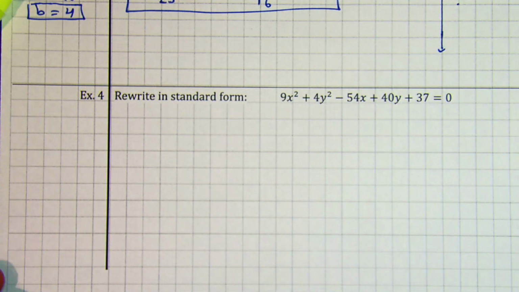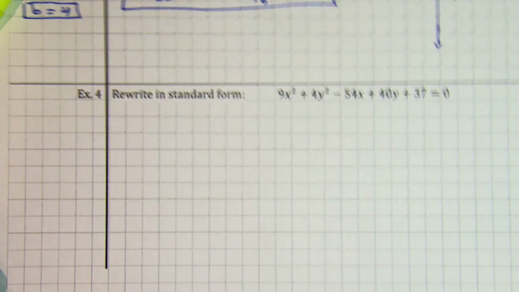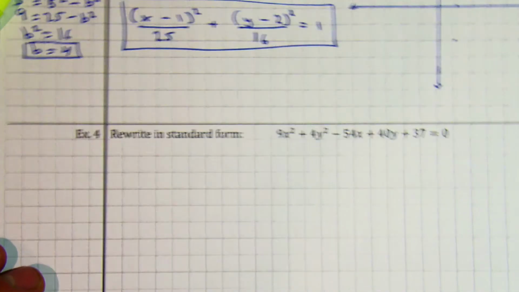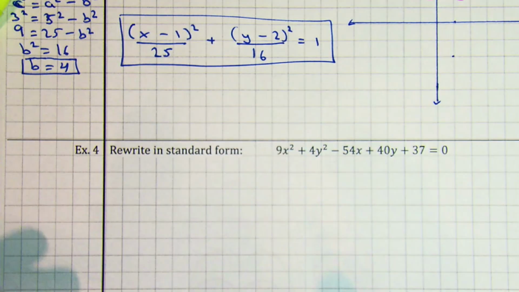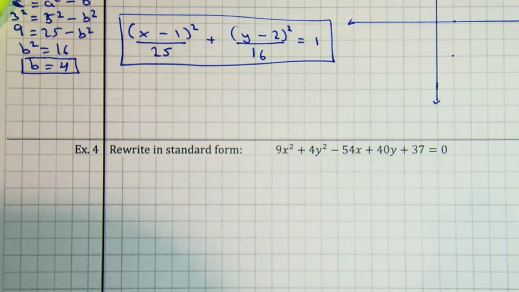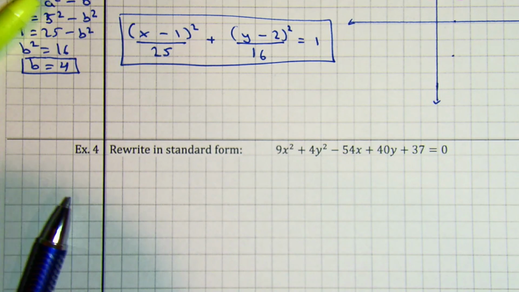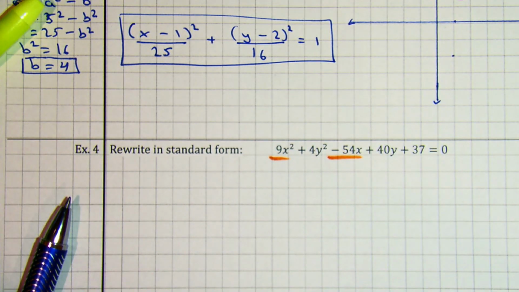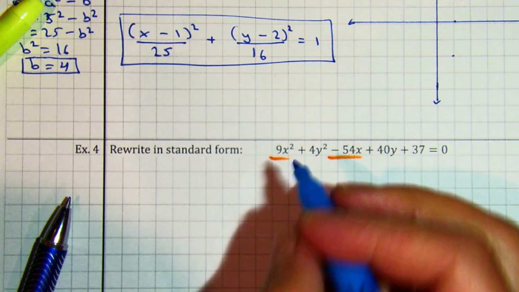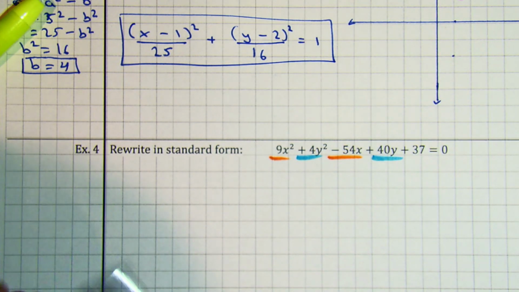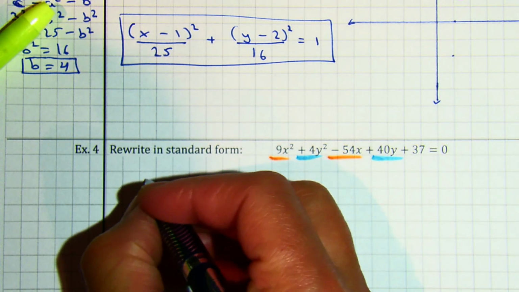I need to be able to rewrite it in standard form. So I need to be able to rewrite the following equation into this form here. So we're going to go through the process of completing the square. First, you're going to group your x's together. Then we're going to group your y's together. And we're going to move the number to the other side. And we're going to leave some space so we can complete the square.